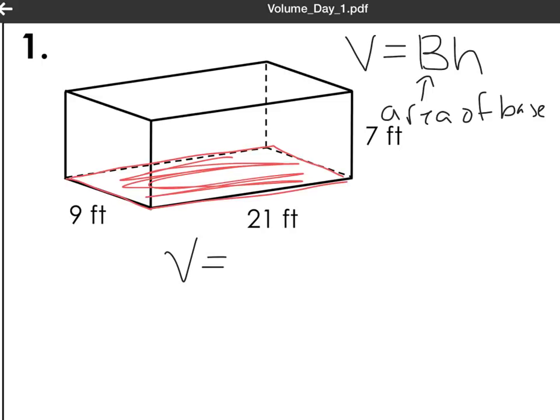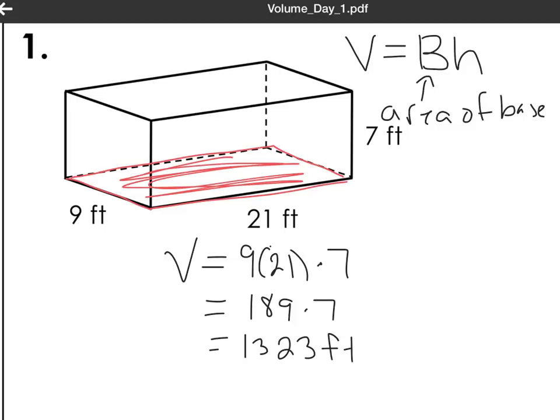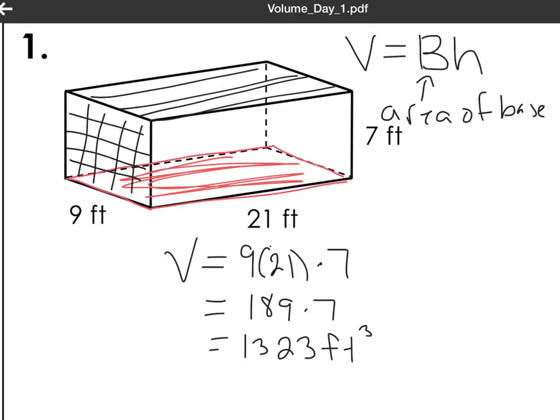So our volume is going to equal 9 times 21, because that's the area of our base. And then we're going to multiply that by the height of our prism, which is 7. So when we do 9 times 21, we get 189 times 7. So our volume ends up being 1,323 feet cubed. Because whenever we're looking at volume, we're really looking at how many little cubes we would fill our figure with, if you think about it that way.